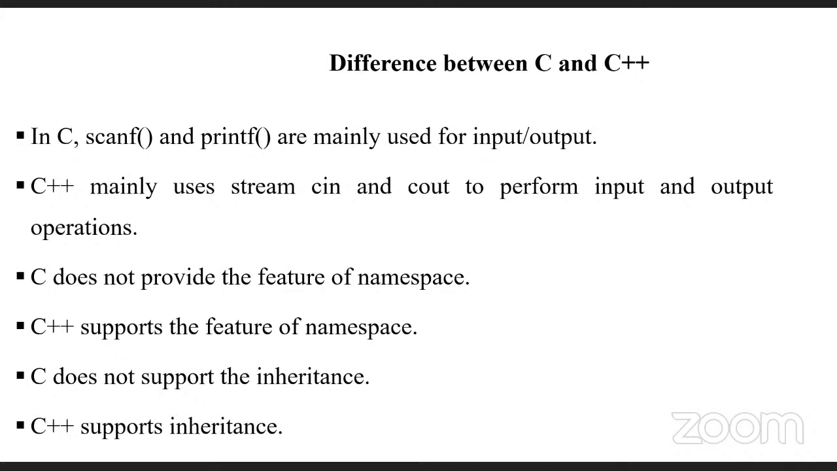Next, C does not provide the feature of namespace. What is a namespace? Namespace is used to declare variables. Using the keyword using namespace, I can declare the variables. But C++ supports the feature of namespace. Next, C does not support inheritance.